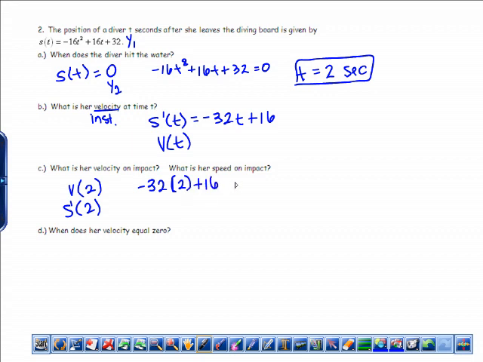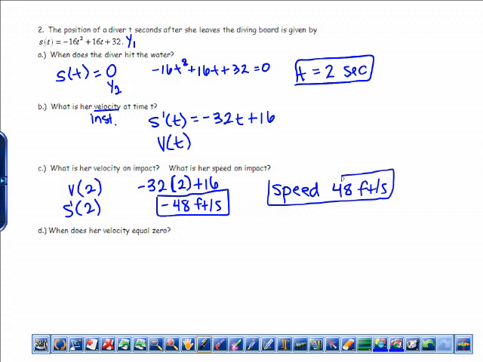And again, you're going to use your calculator for this. And that is negative 48 feet per second. And that should make sense, that her velocity is negative. She's moving down. It says, what is her speed on impact? Well, her speed is just going to be the absolute value. So that's going to be 48 feet per second.